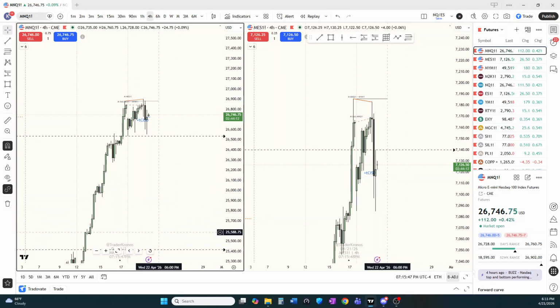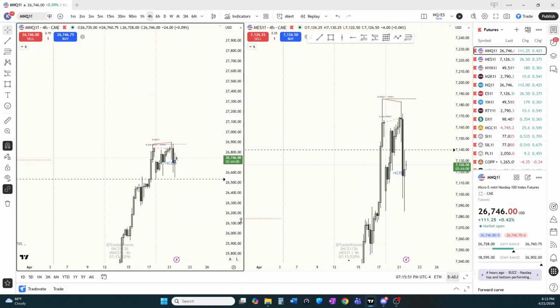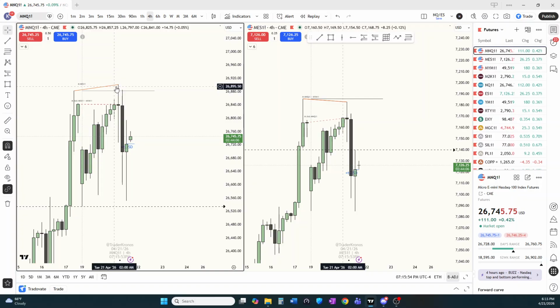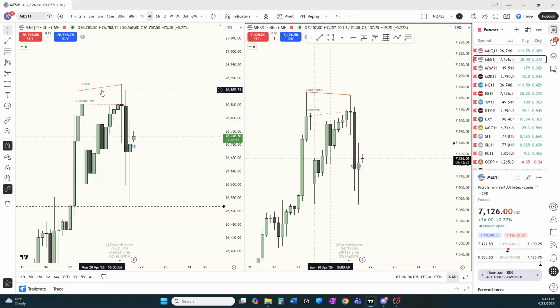Let me get rid of this alert down here real quick. So we have the sequential SMT here at the highs between the previous week, between NASDAQ and ES. This is your higher time frame SMT. These are likely the ones that I tend to trust more often.